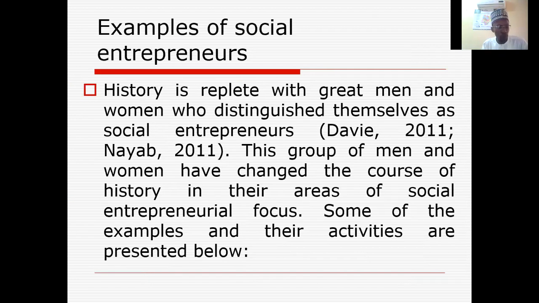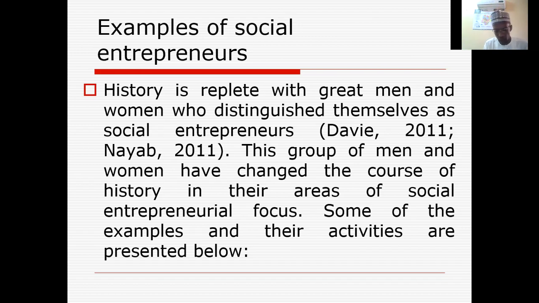Then, examples of social entrepreneurs. History is replete with great men and women who distinguished themselves as social entrepreneurs. You check history, you see a lot of social entrepreneurs, people who created very creative solutions or innovations that tackled particular social problems in their times. There are a number of this kind of people. This group of men and women have changed the course of history in their areas of social entrepreneurial focus. Some of the examples and their activities are presented as follows.